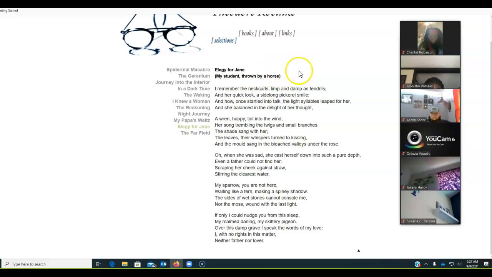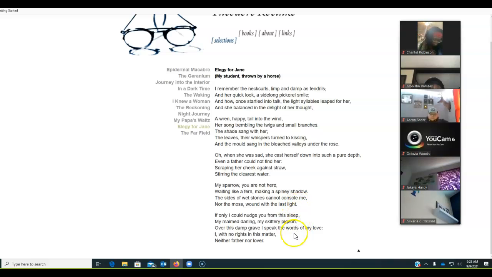So, Theodore Roethke was a poet and a professor, and he's writing this to who? Who is Jane? They get thrown by a horse. Yeah. Student. He's writing it to his student who was thrown by a horse, and he has this description of her that's a very loving, almost uncomfortably loving description of her, and that puts us off guard a little bit.